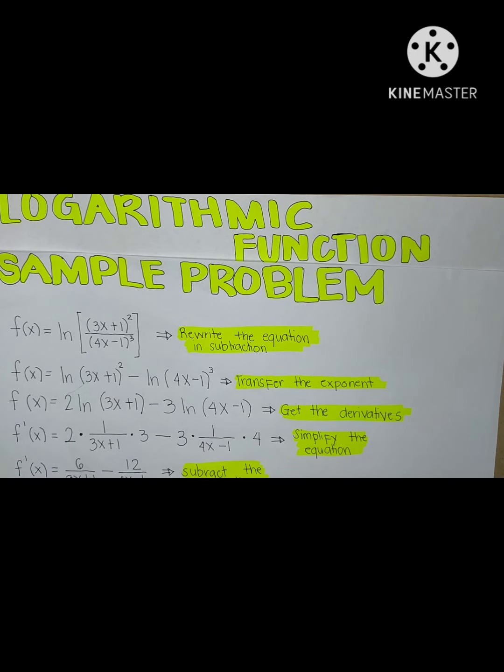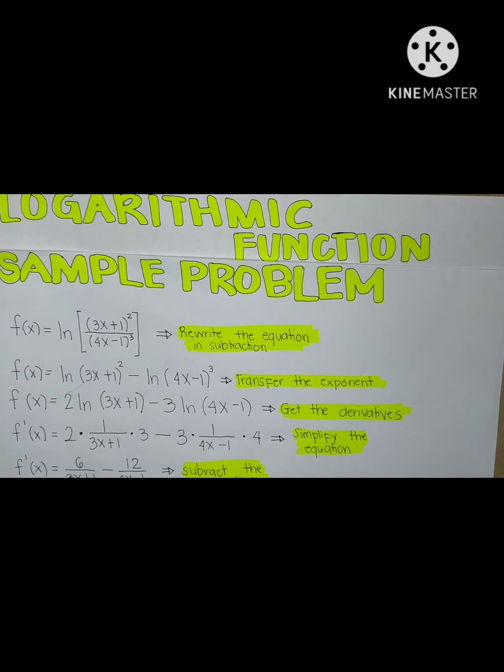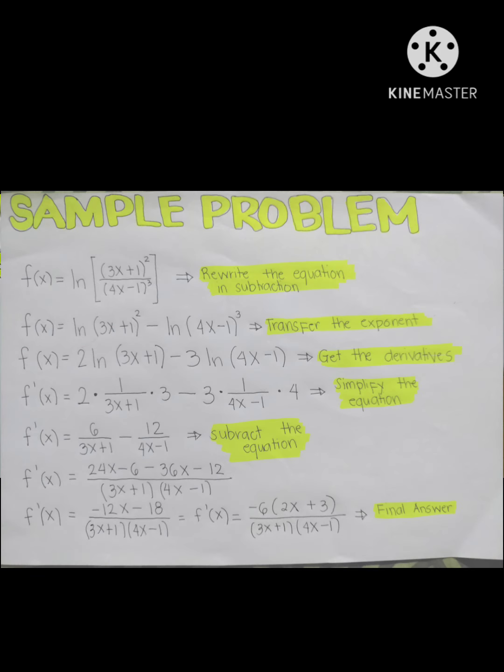Just rewrite the 3 and multiply the derivative of the natural logarithm of 3x plus 1, which is 1 over 3x plus 1 times the derivative of the function, which is 3, minus 3 times the derivative of natural logarithm of 4x minus 1, which is 1 all over 4x minus 1 times the derivative of 4x minus 1, which is 4. So now we can simplify the function. 2 times 3 is 6 all over 3x plus 1 minus 3 times 4 is 12 all over 4x minus 1.